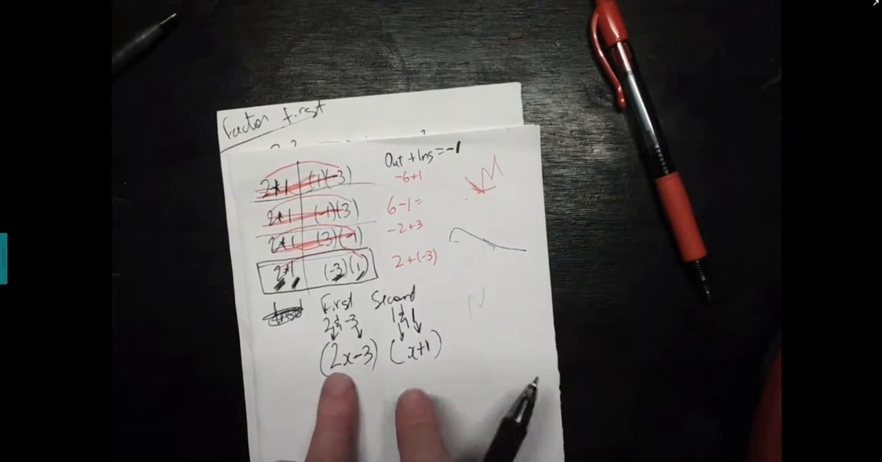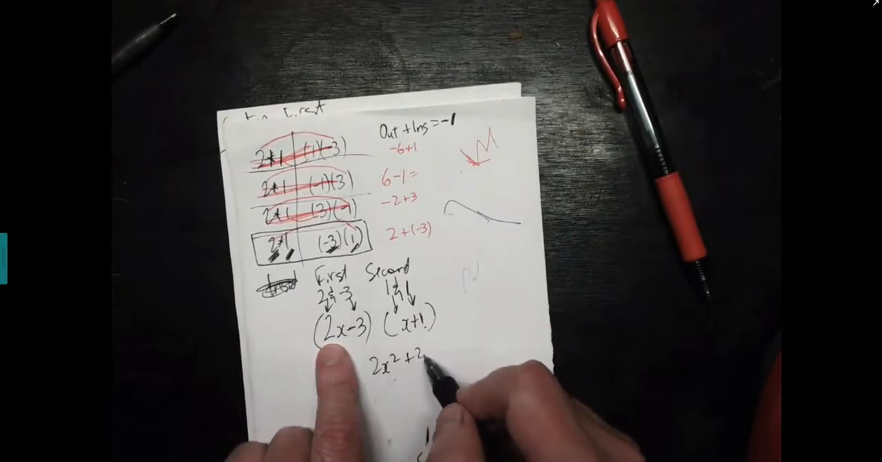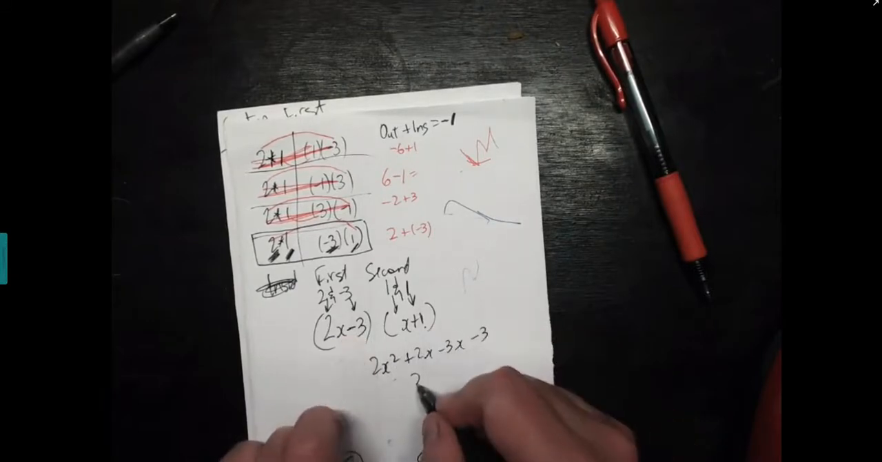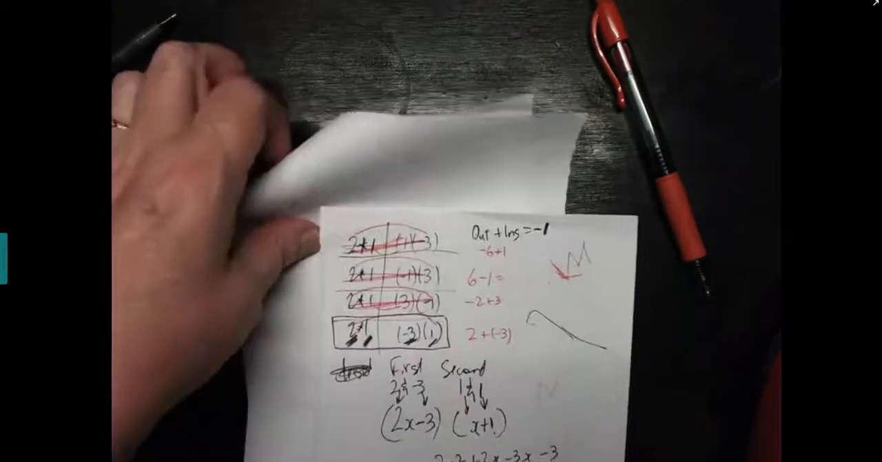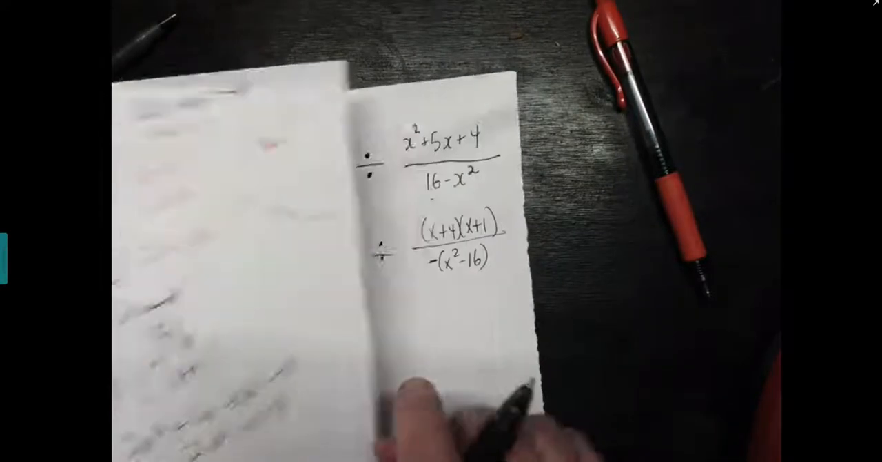Okay, I can check it quickly. That'd give me 2x squared plus 2x minus 3x minus 3, which is 2x squared minus x minus 3, which is what I have there. So 2x minus 3 times x plus 1.